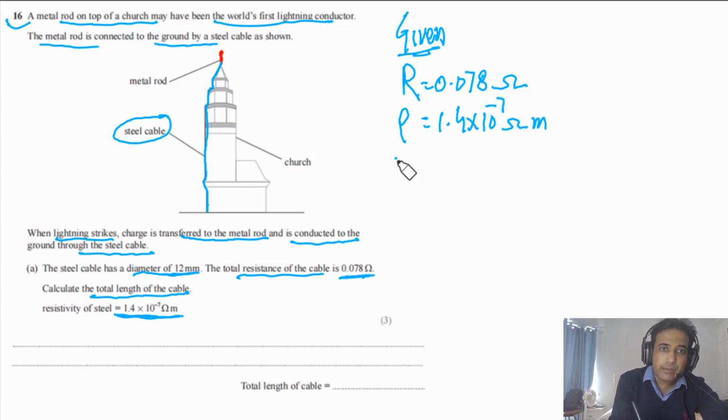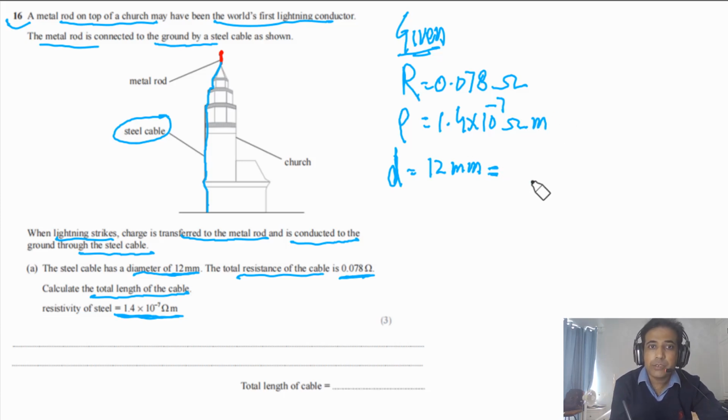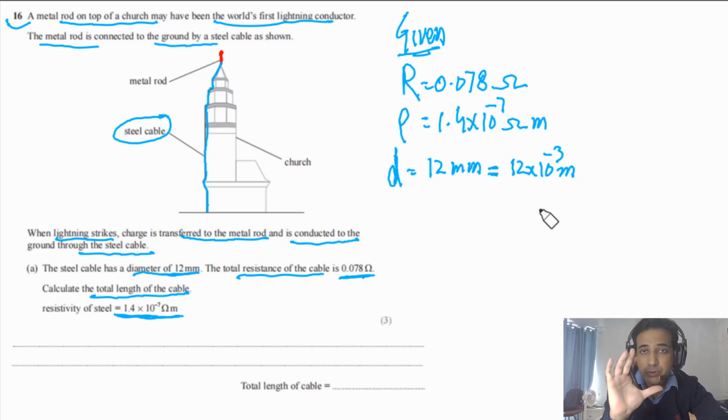Then diameter is given to us. We can simply say diameter that is 12 millimeters. As resistivity is in ohms meter, we can also convert this one into meters. So we can say this will be 12 times 10 to minus 3 meters. So we need to find out value of L.